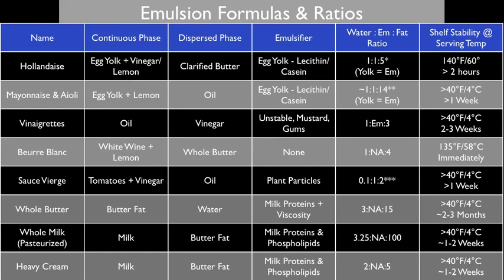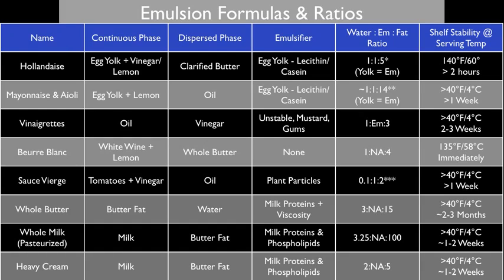So let's take hollandaise real quick as an example. Your continuous phase is going to be egg yolk and vinegar, or lemon juice, whatever you like. The dispersed phase is classically clarified butter, but you can add any fat that you like, technically speaking. Emulsifiers are the egg yolks, right, which are lecithin and casein.